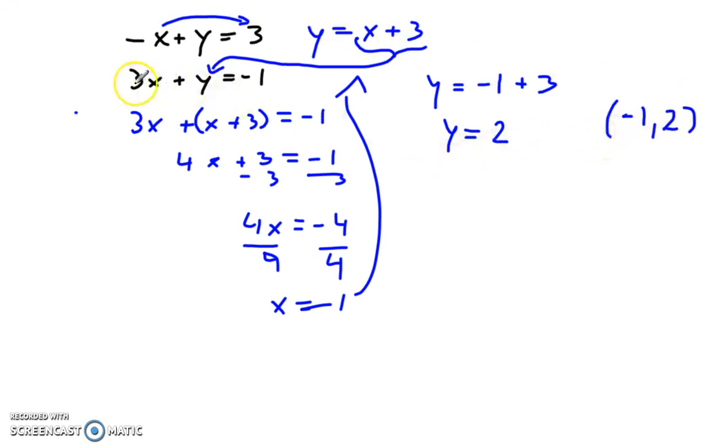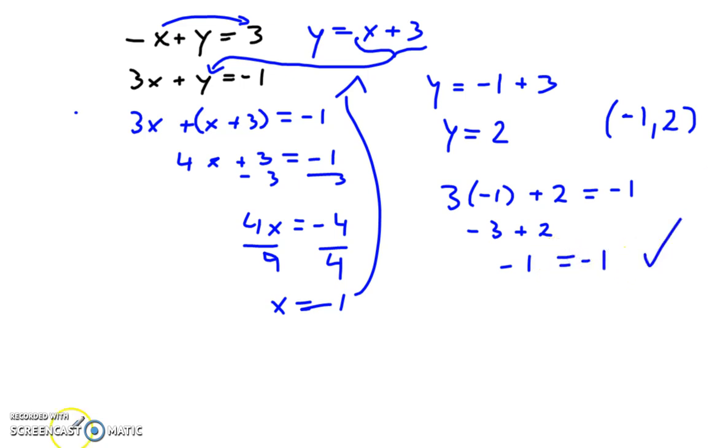And I can check that by plugging that in over here. 3 times negative 1 plus 2. Does that equal negative 1? 3 times negative 1 is negative 3. Plus 2 is negative 1. And that equals negative 1. Check. Very nice. And that, ladies and gentlemen, is solving systems of equations by substitution. So we take what we know and we replace one of the variables with what we know about that variable.